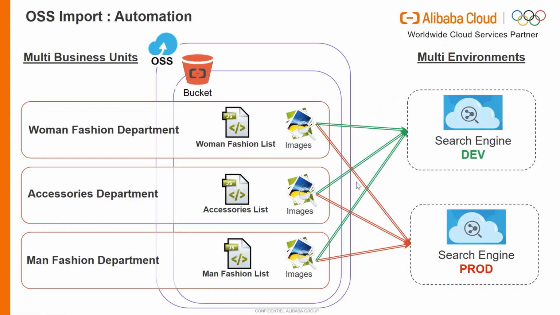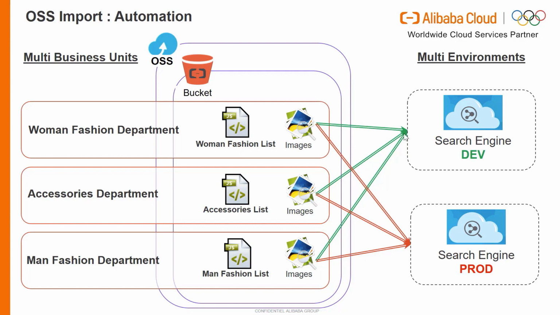The next level of OSS import usage is the automation. It will be quite useful if you manage multiple department photos. For example, for women fashion department, you can build a separate folder inside of the bucket. But you have to keep the same file name as increment.meta. You cannot change the file name, otherwise OSS import and the image search engine won't recognize the metadata file.